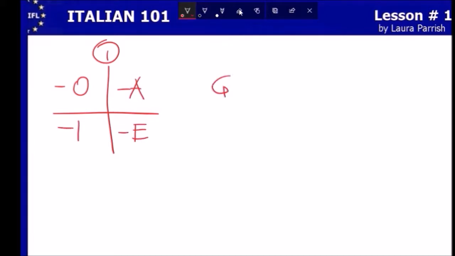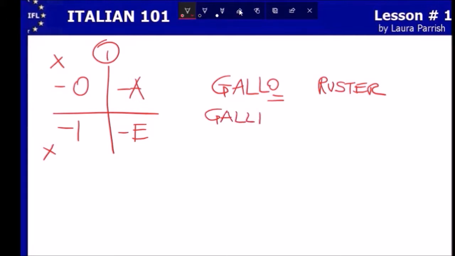So you look at the word, let's do gallo. Gallo is a rooster. You look at the word, you see the last letter is O, so you go to the quadrant of the masculine singular. To make it masculine plural, you go to the quadrant of masculine plural and substitute the last letter. Gallo became galli.